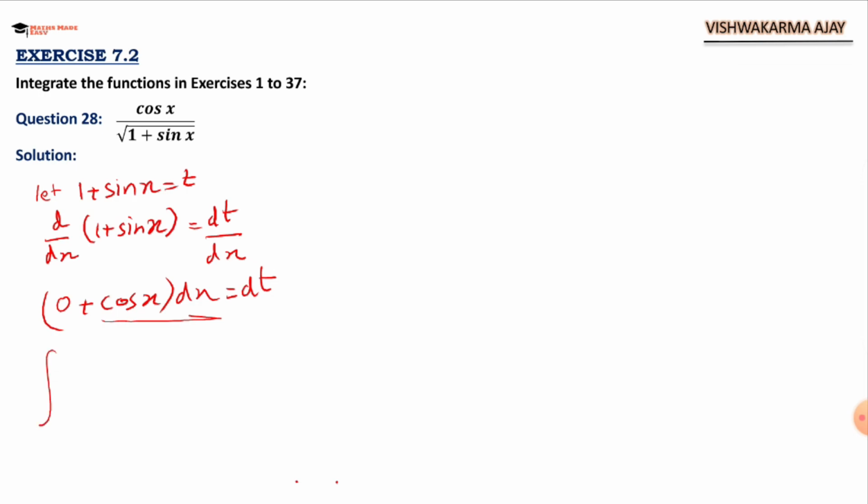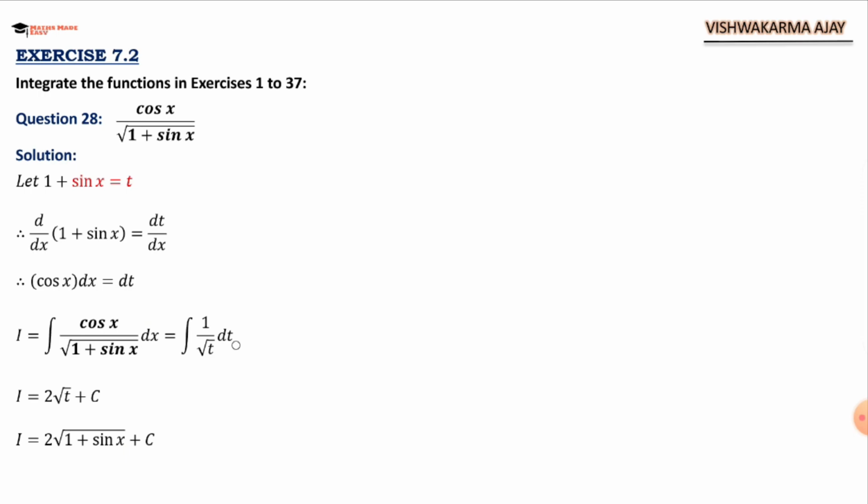So we have dt upon root of t. The integration of 1 upon root t is 2 root t. If you remember yesterday's lecture, I just derived this value. Now resubstituting the value of t, that was 1 plus sine x, the final integral is equal to 2 times under root 1 plus sine x plus c.